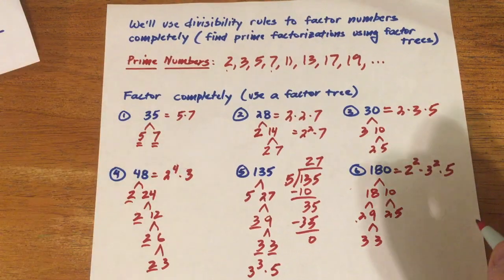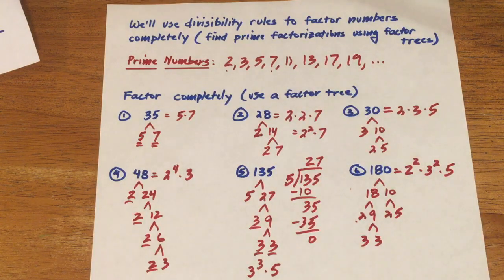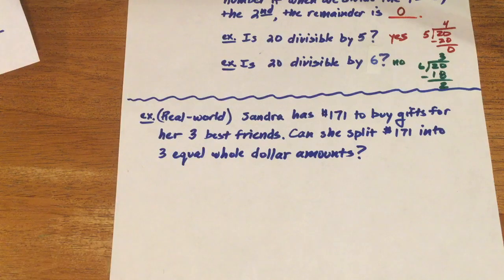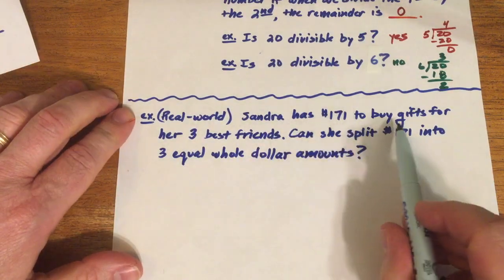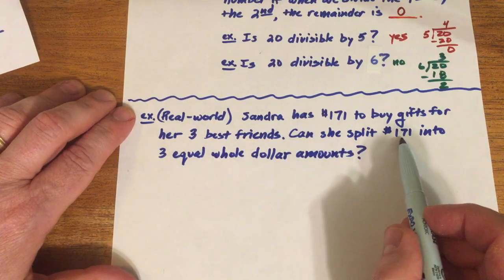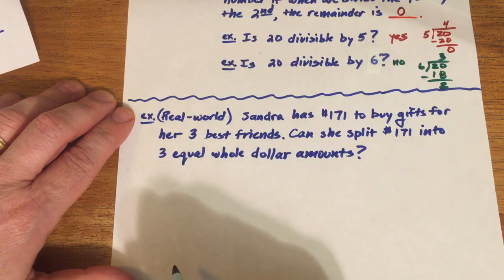So, prime factorizations. Okay, ladies and gentlemen, as the last thing, let's go back to our problem with Sandra. Earlier, we mentioned that a problem like this, you should be able to do pretty quickly. Sandra has $171 to buy gifts for her 3 best friends. Can she split $171 into 3 equal whole dollar amounts?